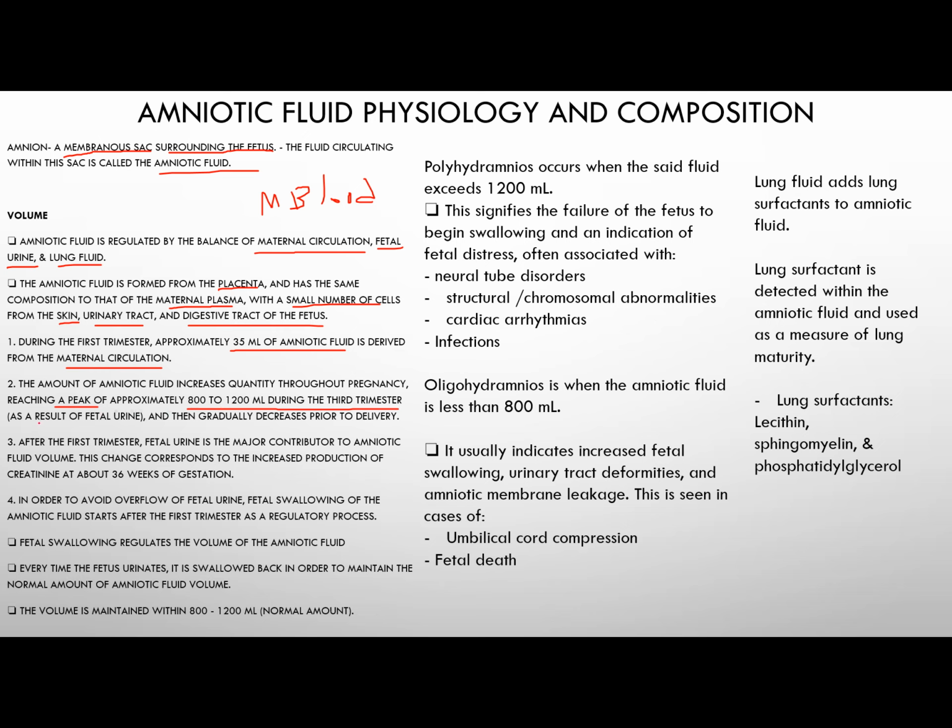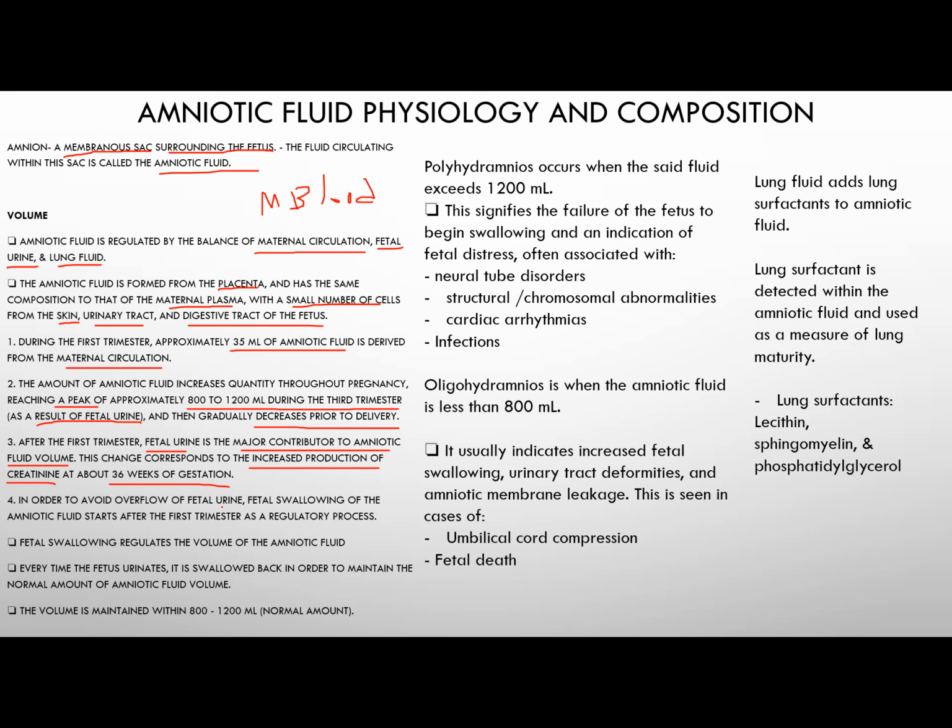The reason for that is because your amniotic fluid is now being mixed with fetal urine, and then it would decrease before delivery. Now, after the first trimester, fetal urine is the major contributor to amniotic fluid volume. So after the first trimester, so second trimester, third trimester, the major composition of your amniotic fluid is fetal urine. This change corresponds to the increased production of creatinine at about 36 weeks of gestation.